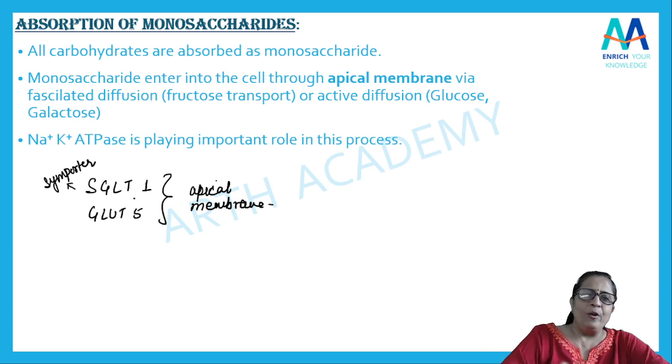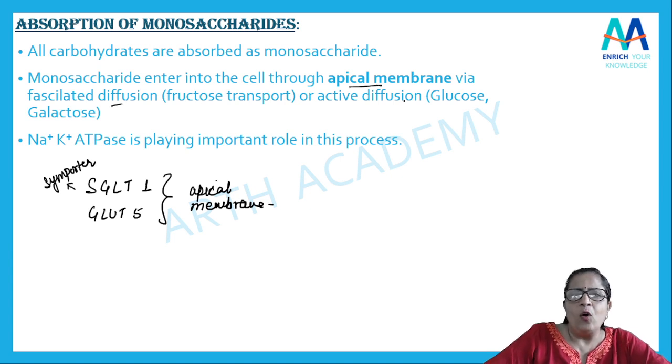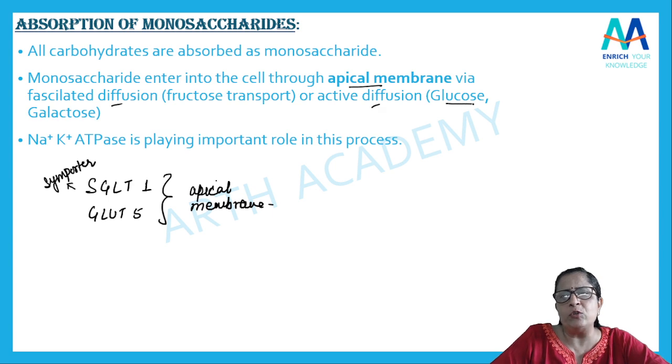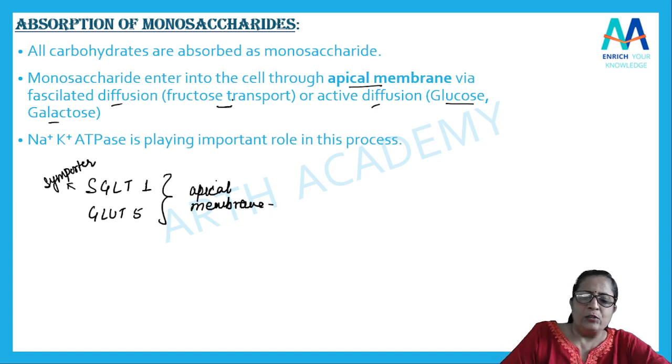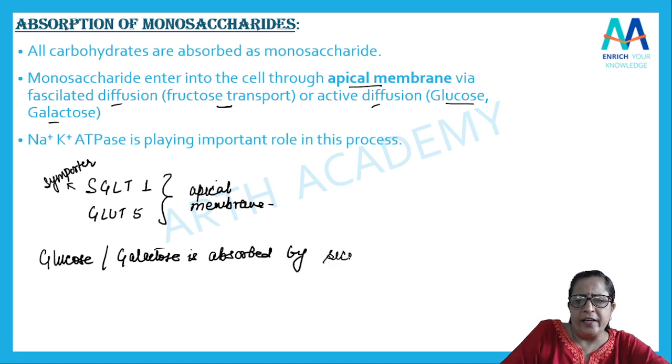Now remember one thing, here it is written as monosaccharides enter into the cell through the apical membrane via facilitated diffusion and active diffusion. What is absorbed by active diffusion? Glucose and galactose, whereas fructose is transported by facilitated diffusion. So I will write here that glucose and galactose are absorbed by active diffusion. So it is a secondary active process.